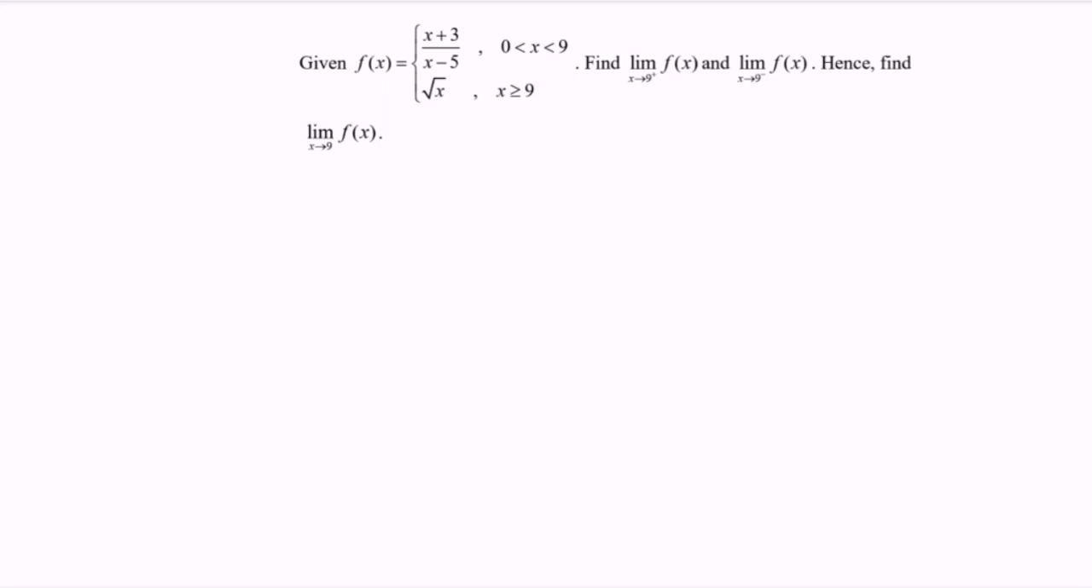First, what we have to do is to represent the situation on the real number line. So here we have 0, here we have 9. Kindly locate the function. Here we will have (x + 3)/(x - 5), then we have the square root of x.